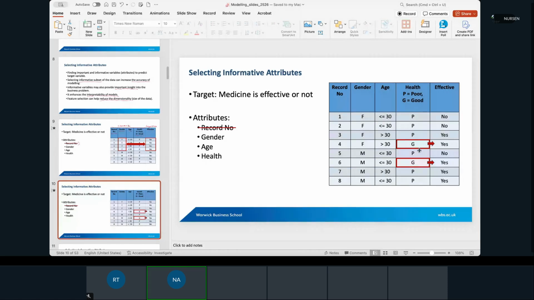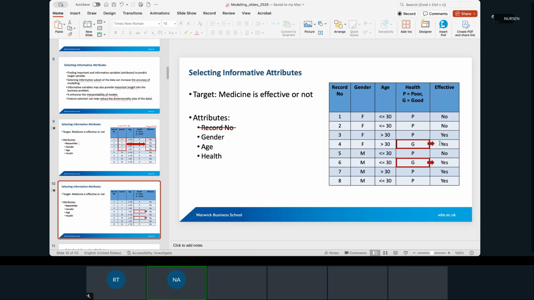So although good health shows a yes outcome, effective cases, we only have 2 samples out of 8. This example itself is quite small, but let's say you have 1,000 patients and only a few of them have good health, and that leads to a yes outcome. We can't generalize the result. If we have only a few records with a particular category, here the good health cases, we can't generalize it. There's a danger in the future: a patient with good health may have an effective no case.